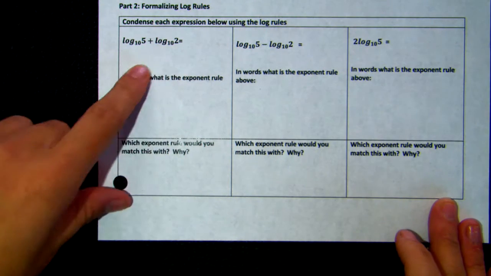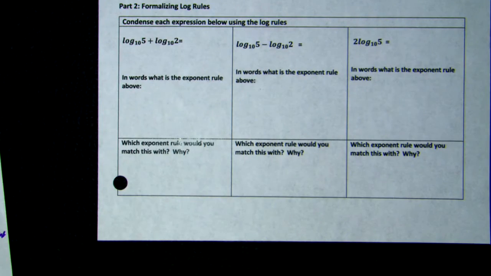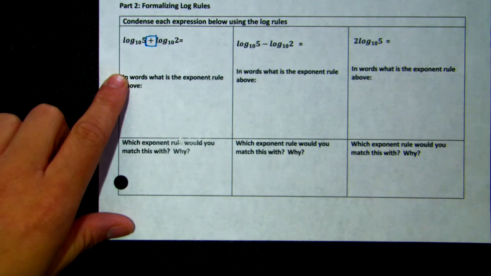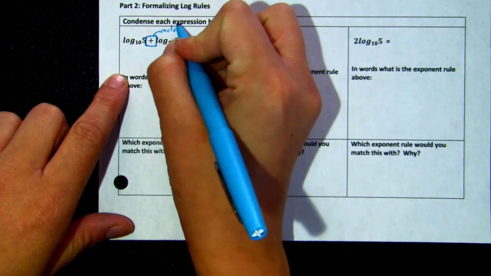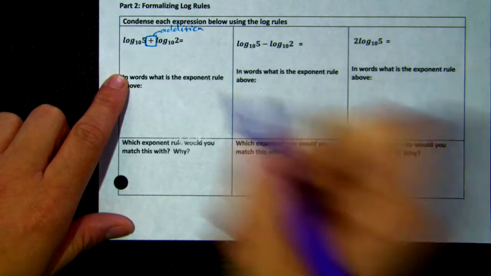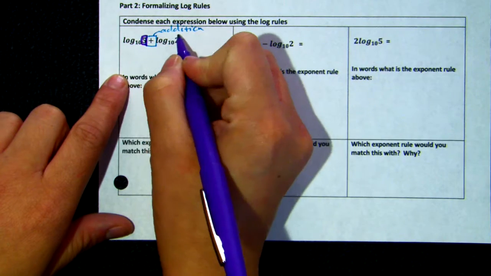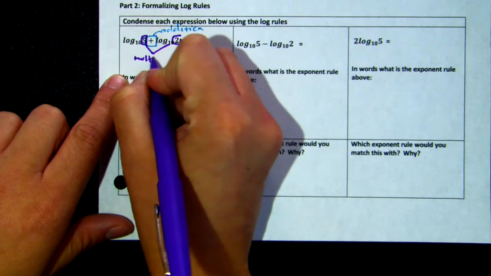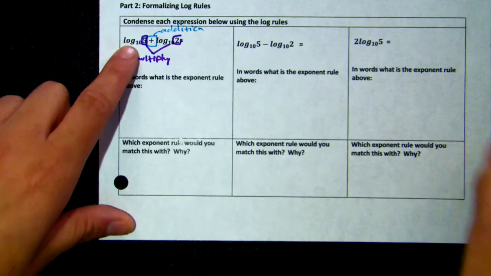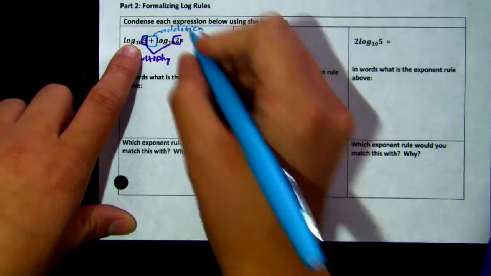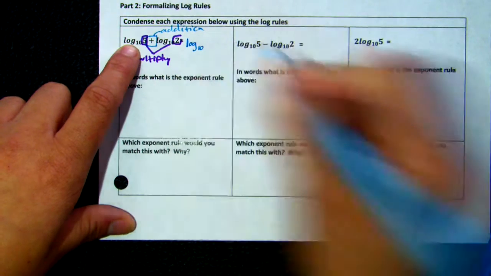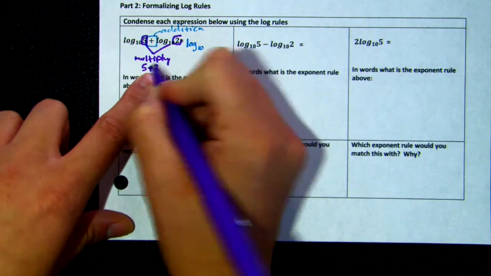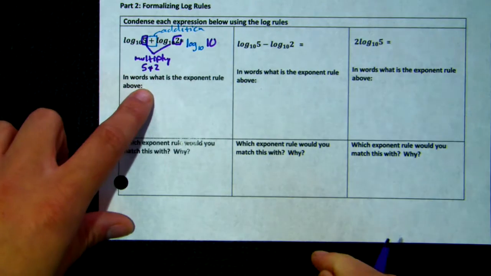The first one here, we notice an addition sign between these two logarithms. So with this addition sign here, what that means when we see addition between two logarithms, we multiply the arguments, or what the log is acting on. So our result here would be log base 10. The logarithm itself doesn't change. So log base 10 of 5 times 2, multiplying those arguments, 5 times 2 is 10.